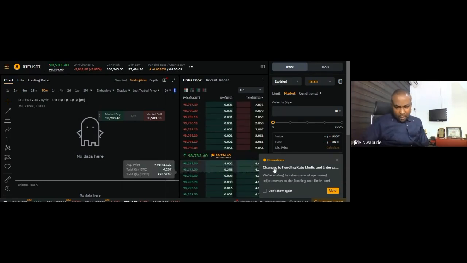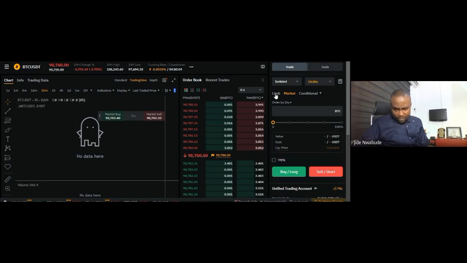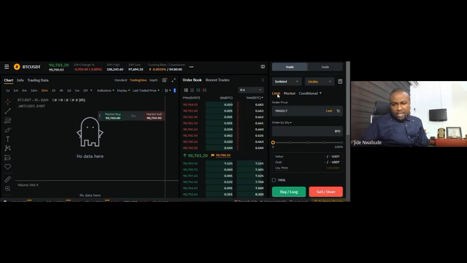Great. So I come here and we'll set a limit order. A limit order is if you intend to buy in the future, both for buy or sell. I can come here and select my limit order. Now I can also do market execution.